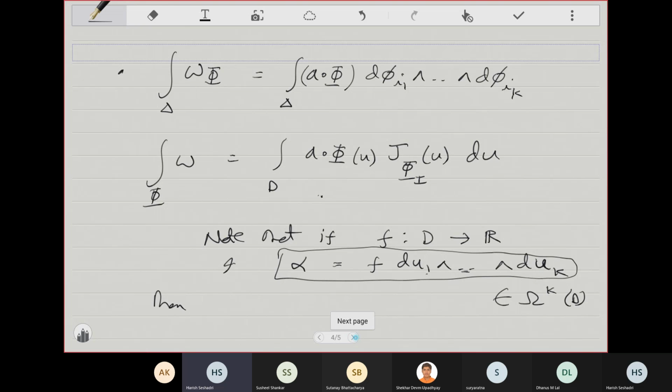So using whatever we just discussed, I can write this as A composed with phi of U, Jacobian phi of U over delta. And then instead of du, I just put du1 wedge dUk.